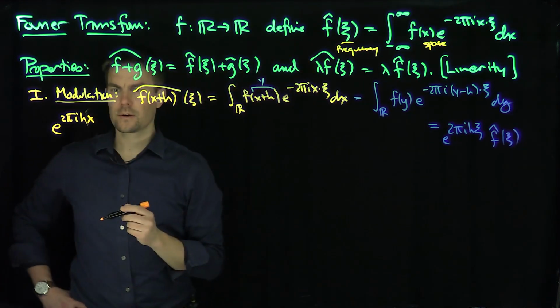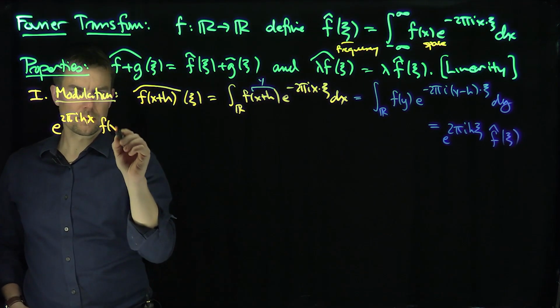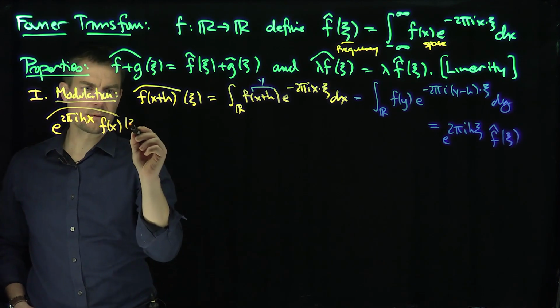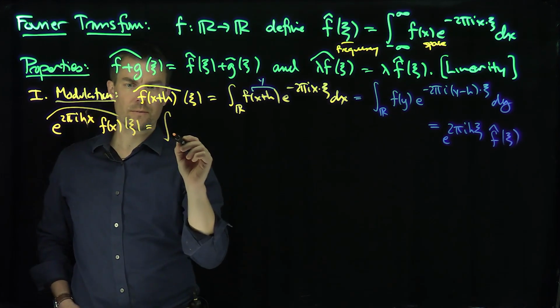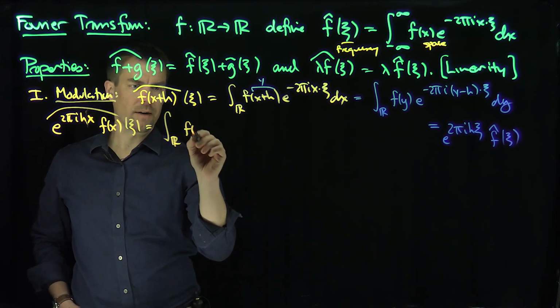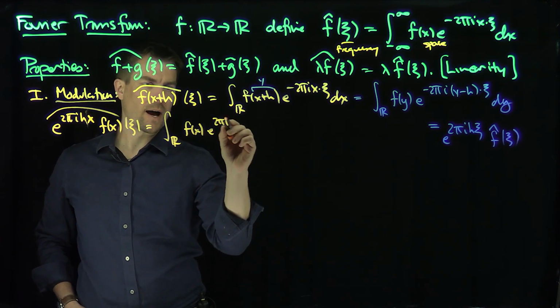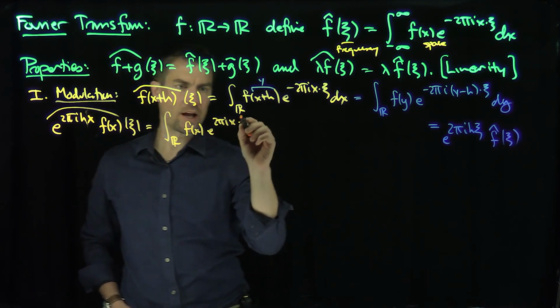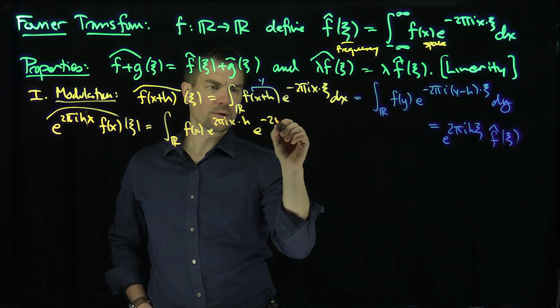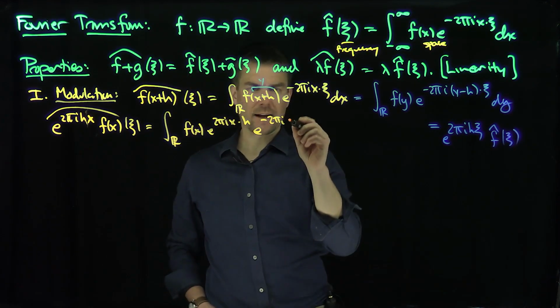Okay, great. f of x, if we Fourier transform this thing over here, what's going to happen? Well, it's going to be the integral over R of f of x e to the 2 pi i x times h, then e to the minus 2 pi i x xi.